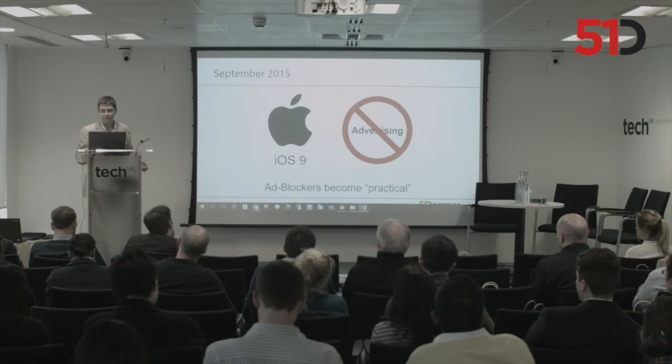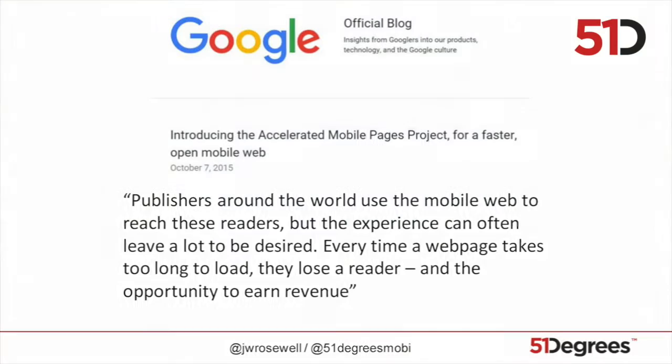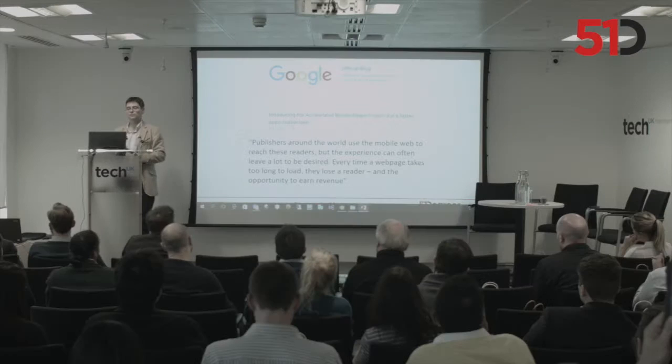So Joe, right at the beginning of this afternoon, talked about accelerated mobile pages, and Google, I think, deserve a great deal of credit for shining a light on this issue. And this is a statement from when they first announced accelerated mobile pages back in October. I think it was February it became like a version 1 product. It was back in October it was first launched.